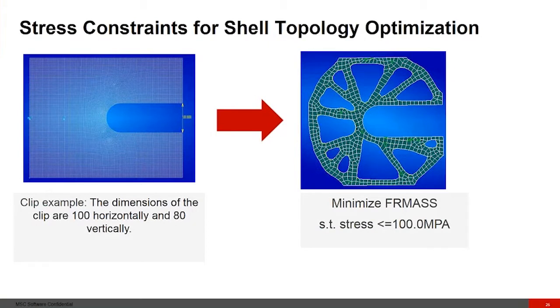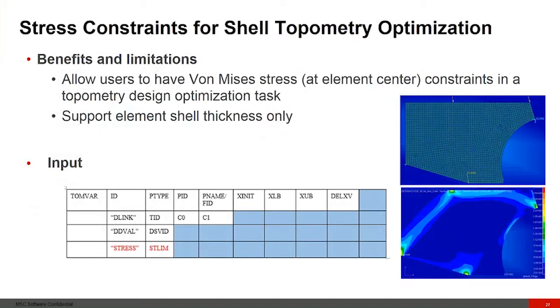So this is the classic example of a clip on the left-hand side and the optimized shape on the right-hand side using our stress constraint for shell topology. In this case, as you can notice, the optimized shape is not symmetrical, and that is because the loading and boundary conditions that we defined for our initial part were not symmetrical. Once again, for our shell topometry optimization, you can also do the same thing. You can apply a von Mises stress constraint at element center, similar to the shell topology, and similar to the TOPVAR entry, you can also define a stress limit in the last row.